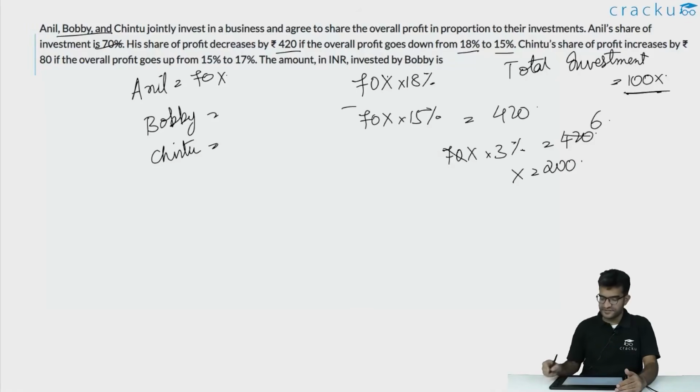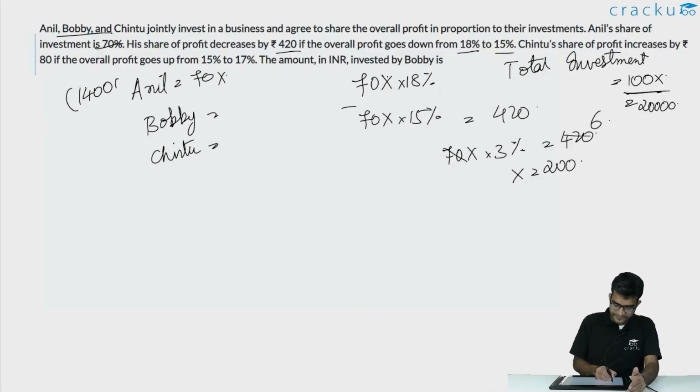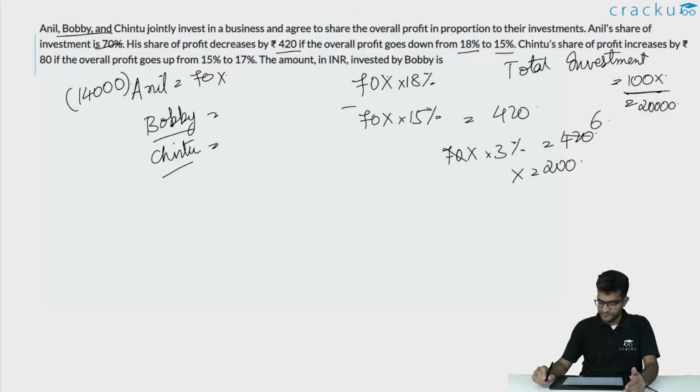Or the total investment by all the three people together is 100x, which is 20,000. Out of which Anil's investment is 70x, so this is 14,000. The remaining 6,000 is invested by Bobby and Chintu.